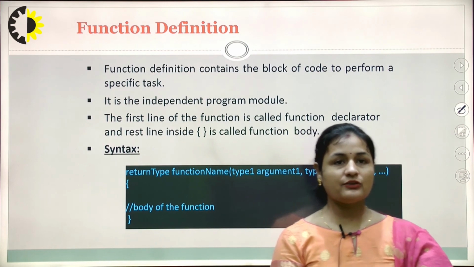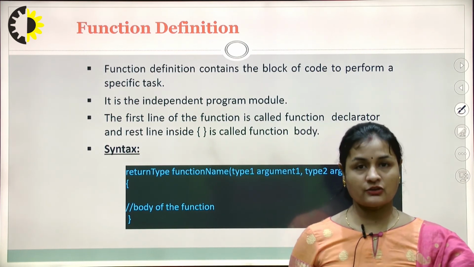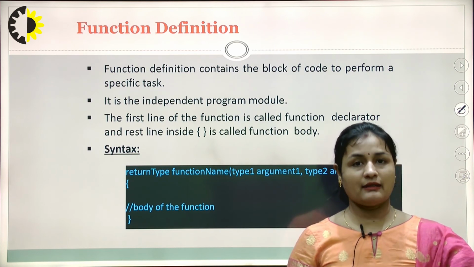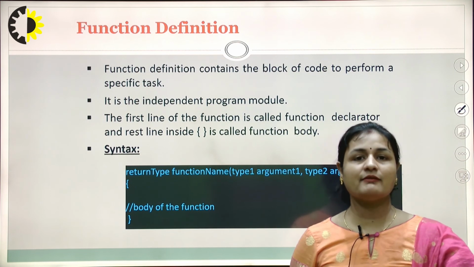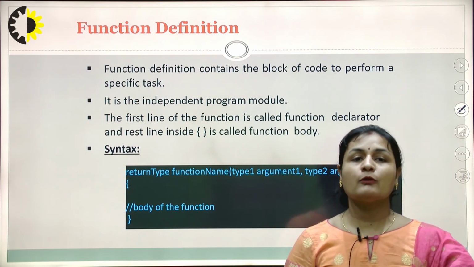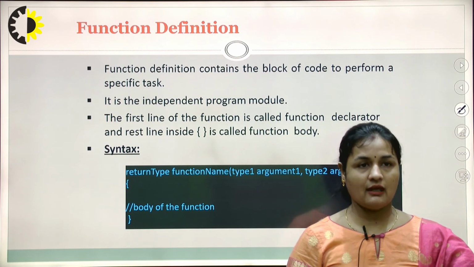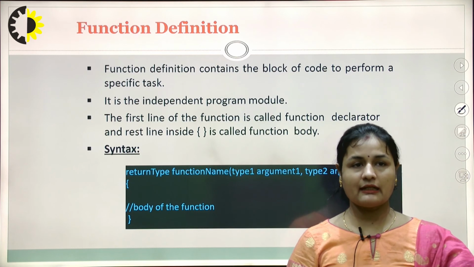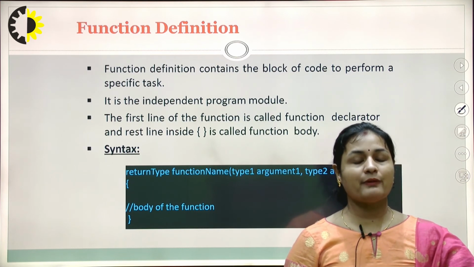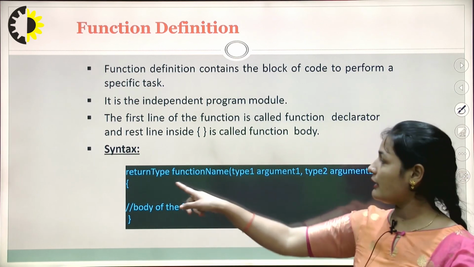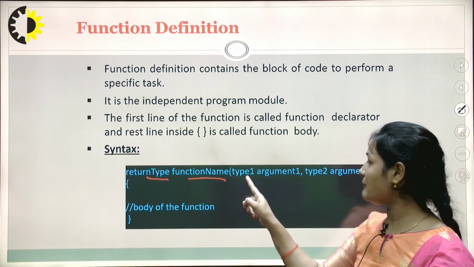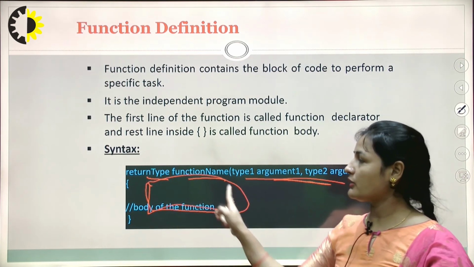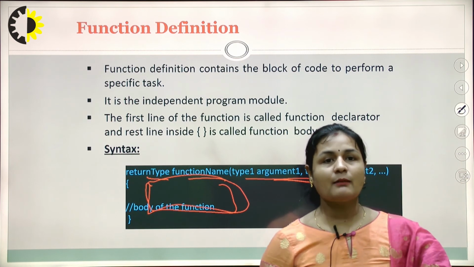Now function definition. Function definition means the main part where the function's purpose will be defined, why we use that function. Function definition contains the block of code to perform a specific task. It is an independent program module. The first line of the function is called the function declarator and the rest of the lines inside the braces are called the function body. So here we declare a function with return type, function name and parameters, and in the body we define the function code, that is, the purpose of using the function.